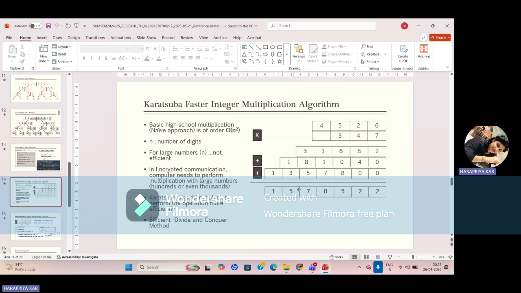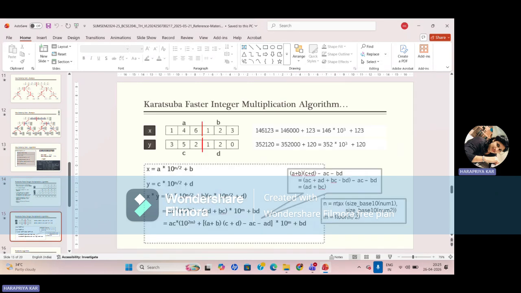Here you can see the integers are given. In these integers, you can see the multiplication. Then how do we do normal multiplication at high school level? Just integer multiplication. Okay. So this is the answer. If we do it normally, it takes more time. But if we use this Karatsuba faster integer multiplication algorithm, how it happens, we have to check throughout this particular algorithm.